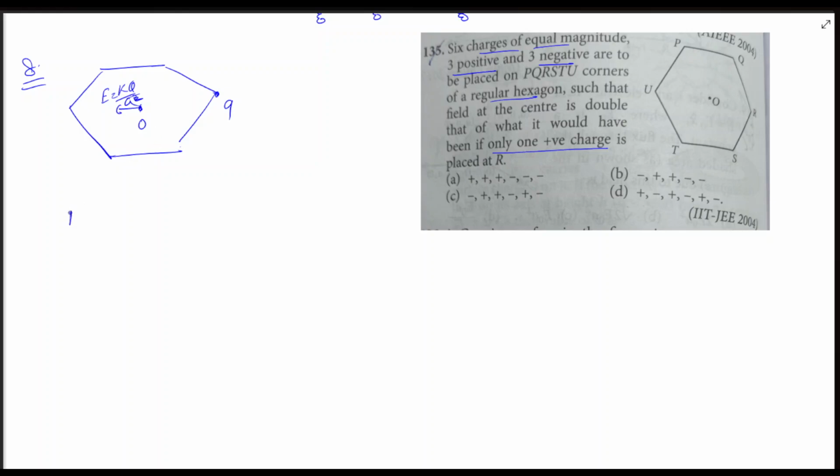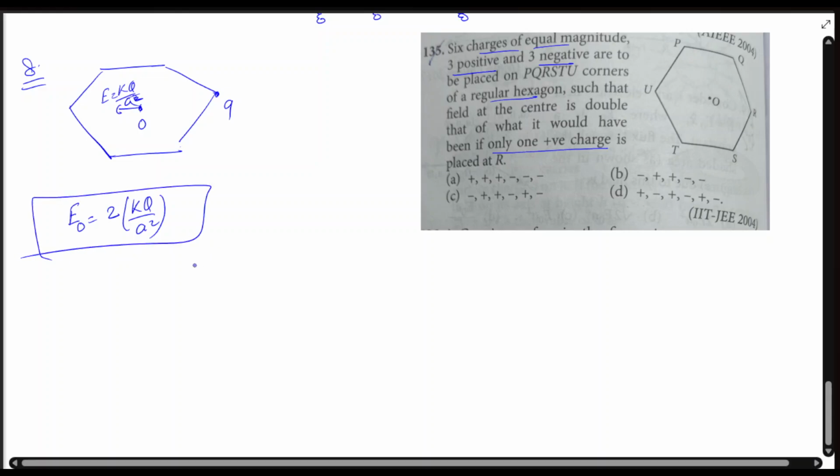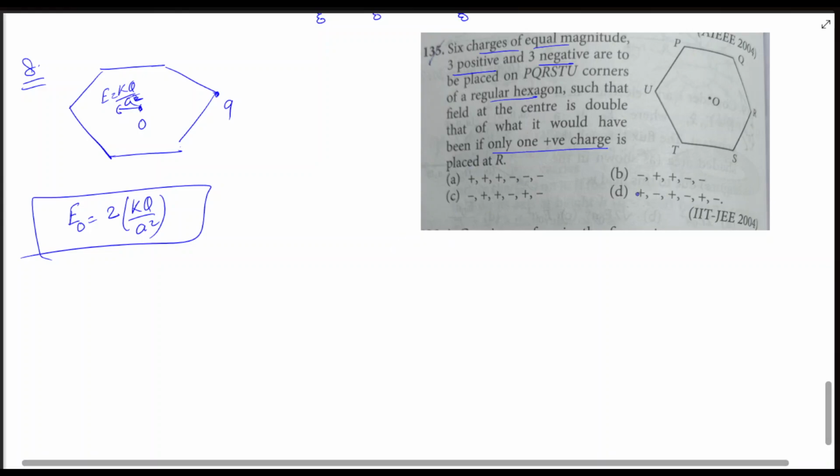Now we need double of that. So we need 2KQ by A square. Okay, we need double that. So what should be the combination? We can just go through the options one by one. So three positive, three negative. Okay, one is missing here. It must be positive, right?